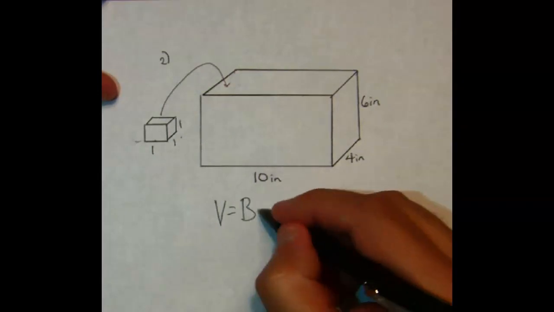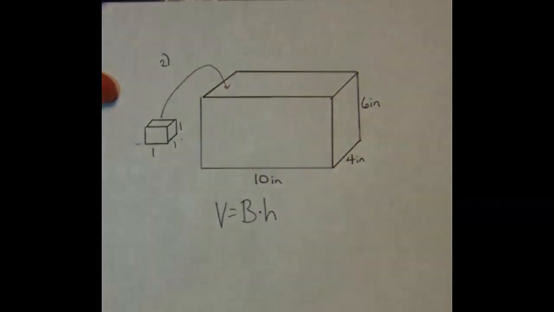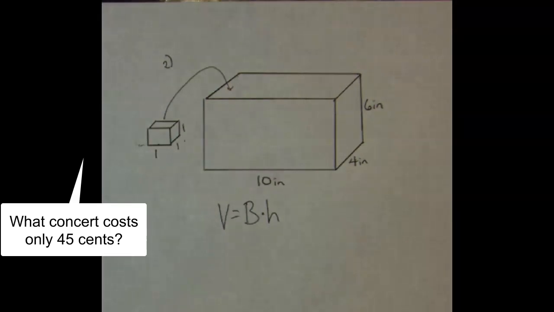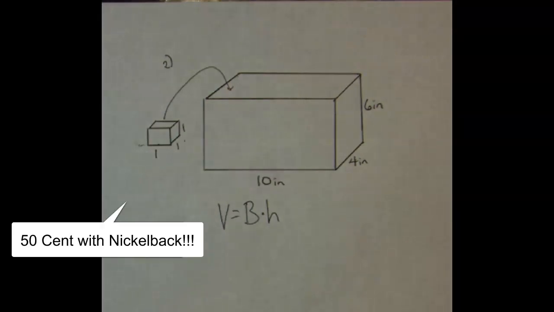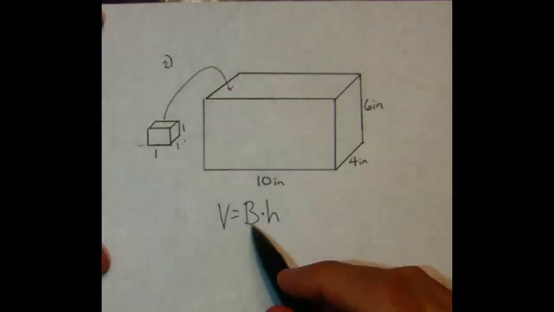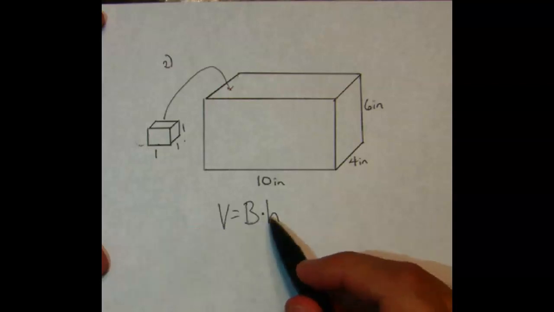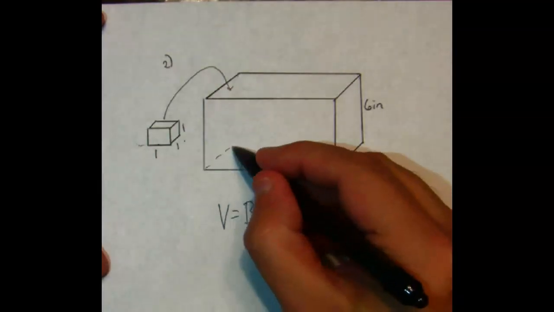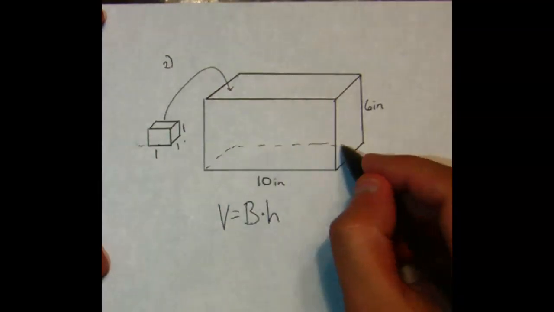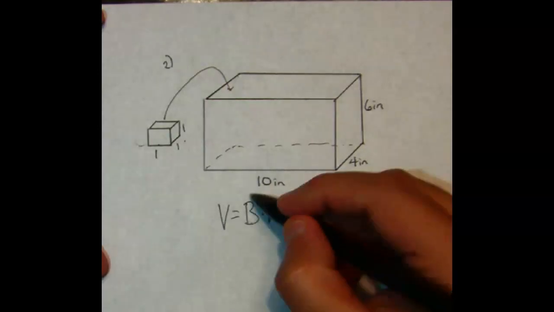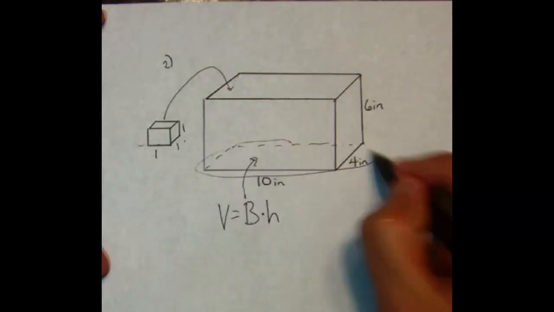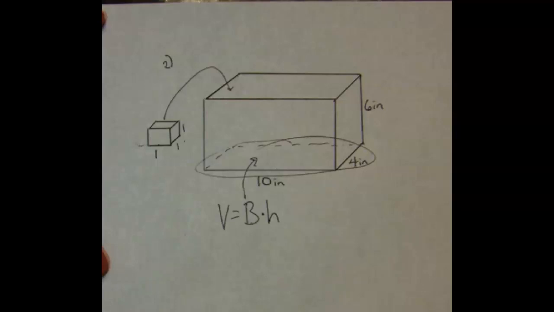volume equals big B times H. That's base times height. When you are introduced to prisms and volume, all you have to do is multiply whatever the area of the base is and multiply it by its height. Now if you look very carefully, we have a rectangular base. This is the base of our picture.